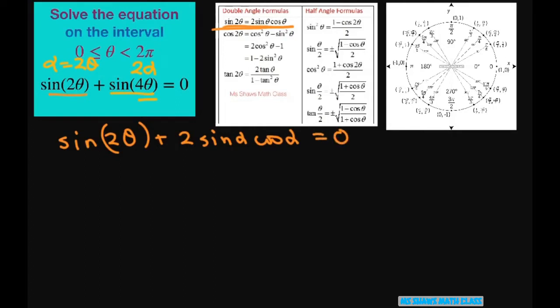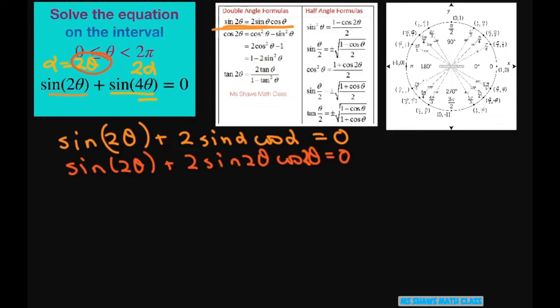And then I'm going to expand it using my double angle identity. So just copy down the first one, sine of 2 alpha, plus, now to expand sine of 2 alpha, I would get 2 sine of alpha cosine of alpha equals 0. But my alpha is 2 theta. So now I have sine of 2 theta plus 2 sine of 2 theta cosine of 2 theta.